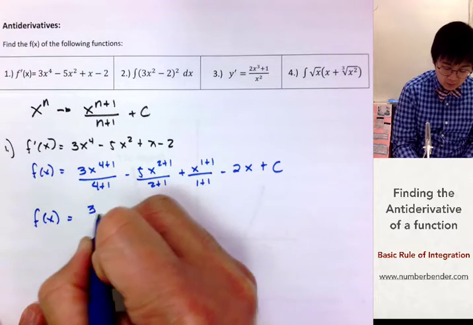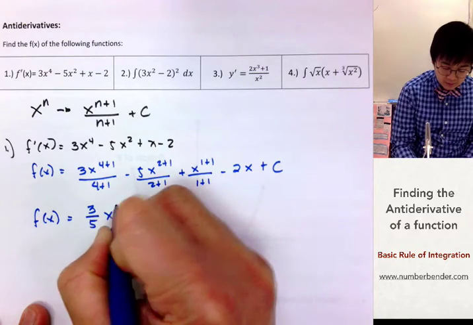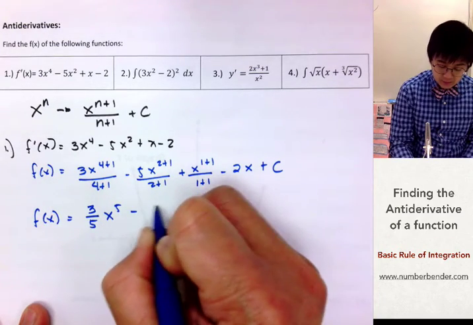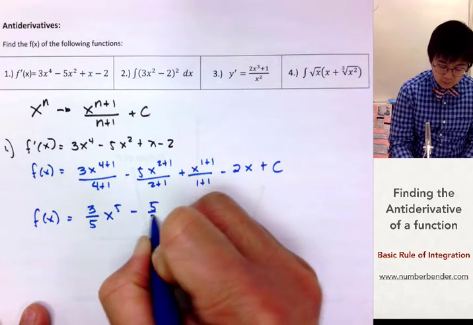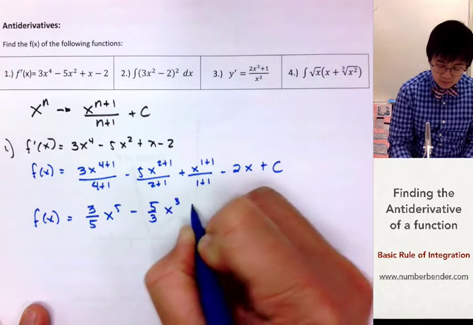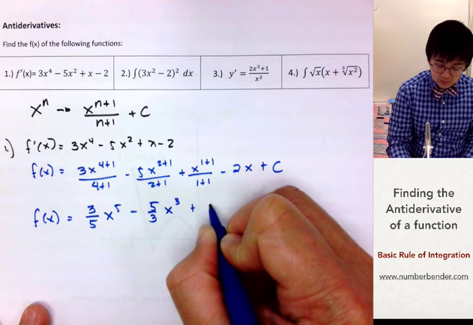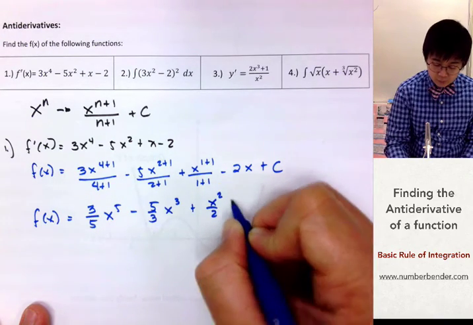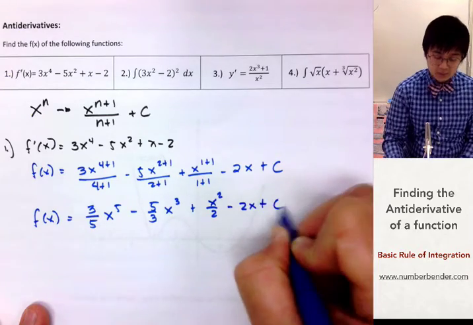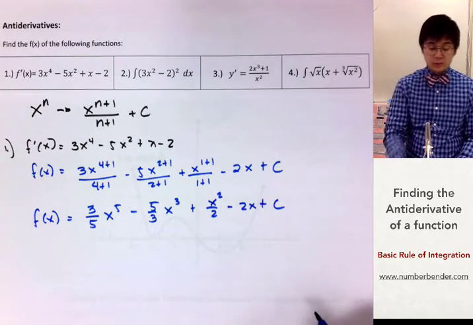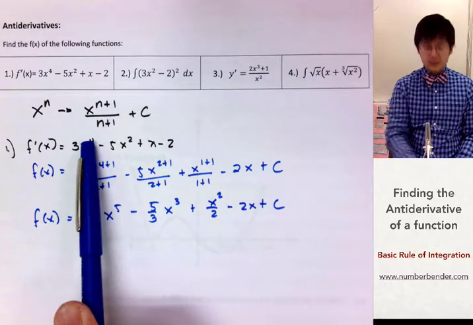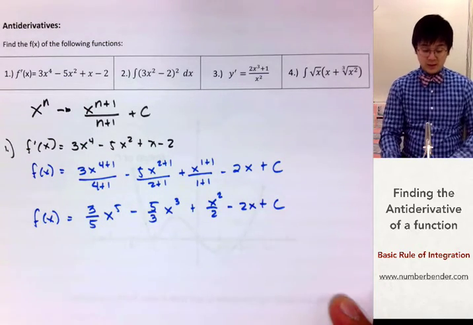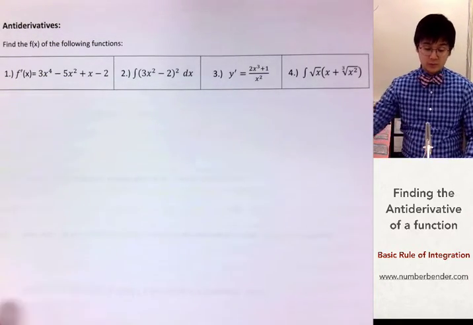simply 3 over 5 x to the 5 minus 5 over 3 x to the 3 plus x squared over 2 minus 2x plus c. So this is how we use this formula in finding the antiderivative of a given function. Now let's go ahead and use it for problem number 2.